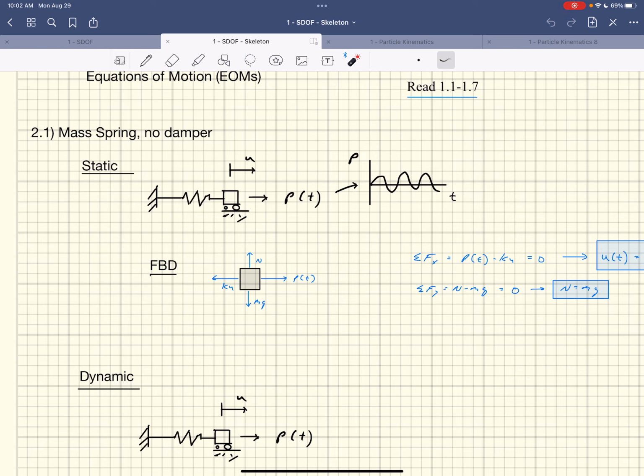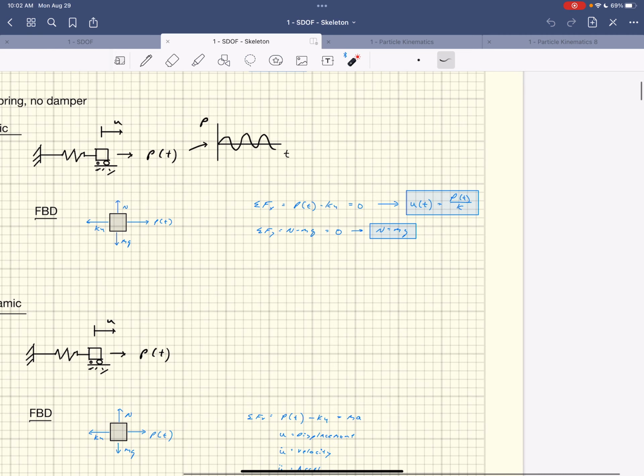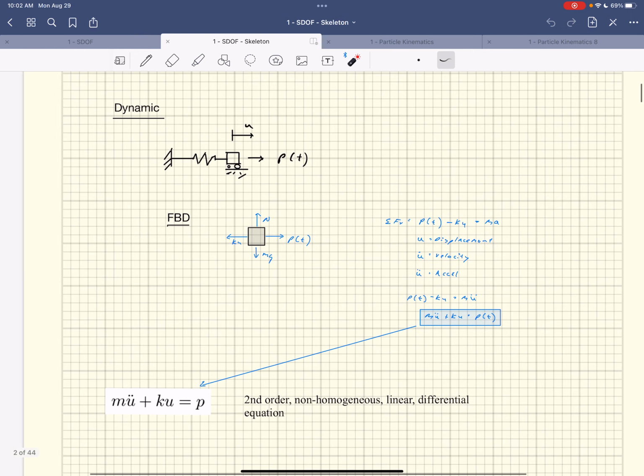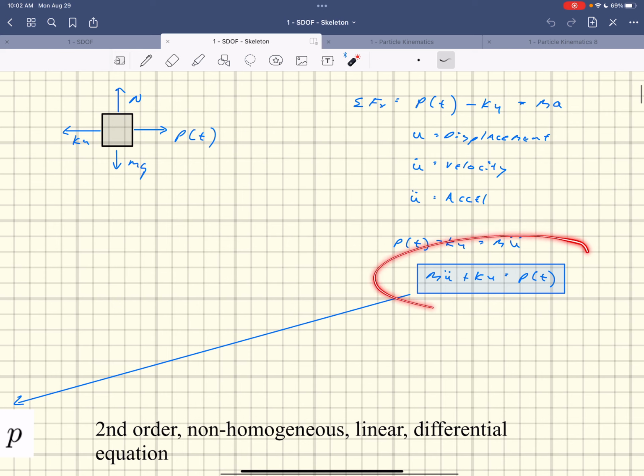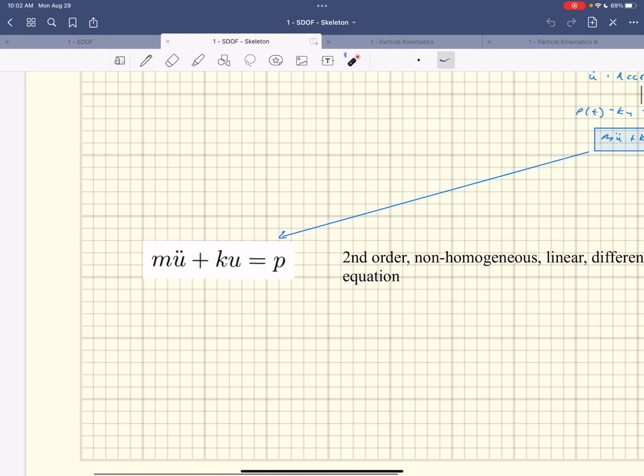But you draw this free body diagram. You sum up the forces. You set them equal to mass times acceleration. Acceleration is the second derivative of the position. So you slip that in there, and you end up with this equation when you apply equilibrium and rearrange. You put all the u's on one side and the other stuff on the other side, and then you have this equation of motion. We haven't talked about how to solve this equation of motion yet, but that's where we're headed by the end of lecture today.